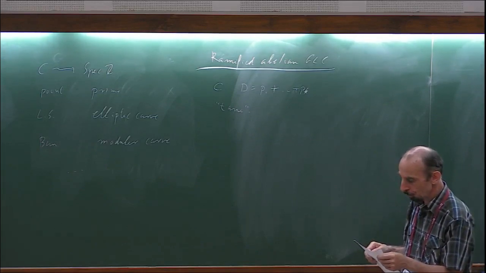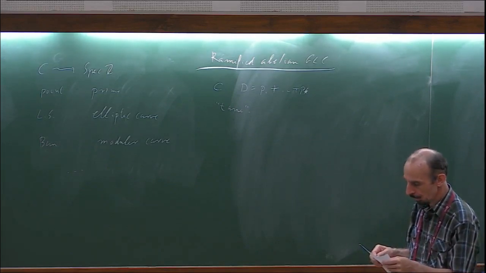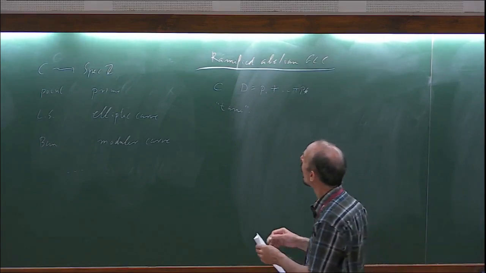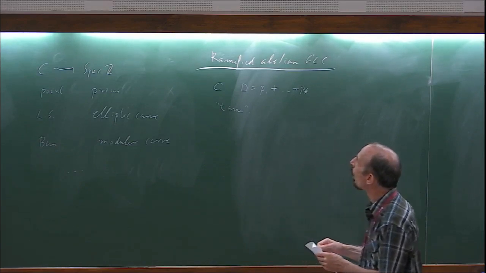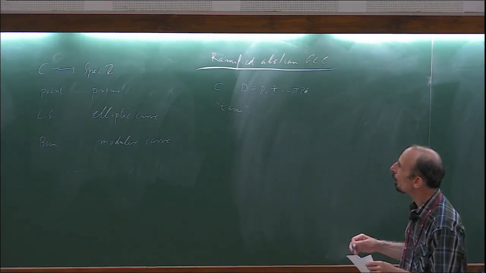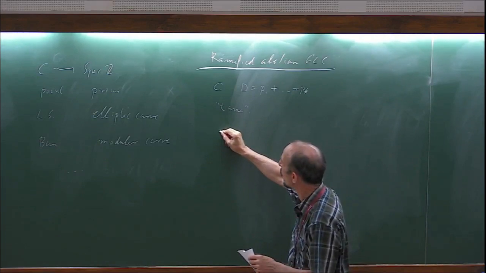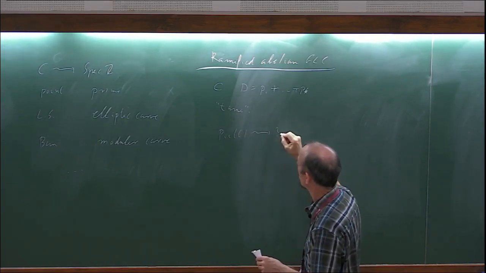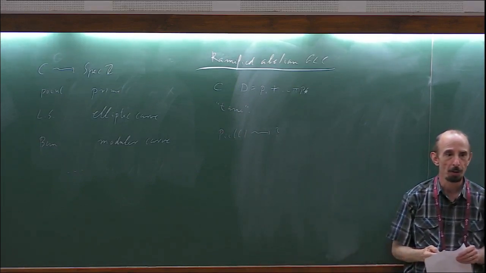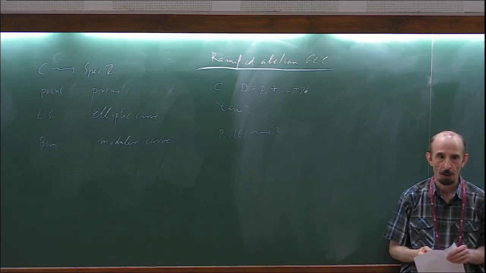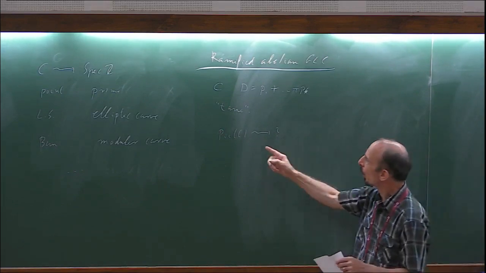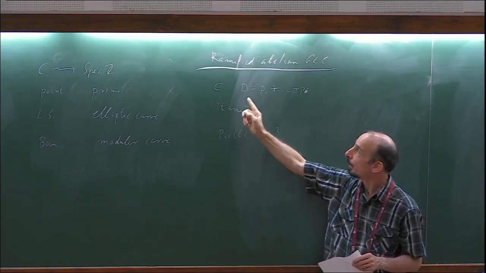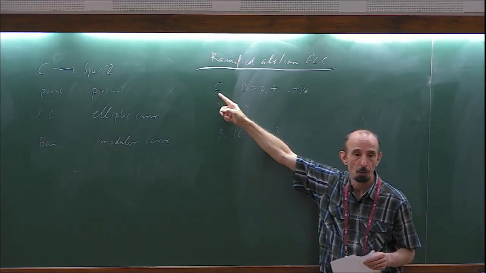So what's going to replace the Jacobian, or more generally, the Picard group of the curve? What should be the generalization of that? One way to think about it is that this thing parameterizes line bundles, or divisors on the curve modulo linear equivalence.